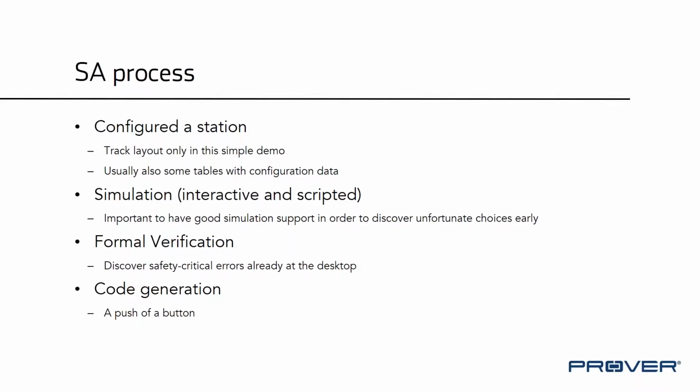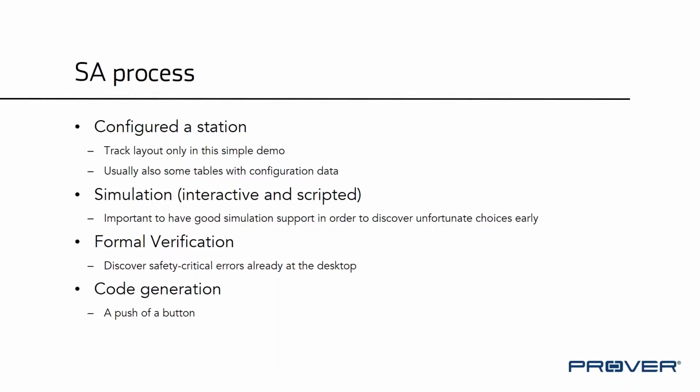To sum up before I go on here, we configure the station by drawing a track layout, and in this simple demo we only use the track layout as configuration data. Usually there are also some tables with configuration data, typically the kind of data that cannot be represented in a visual manner. It can be the number of seconds for a release timer, or similar things like this. Some choices you have made, for example, are not possible to derive from the geographical aspects.